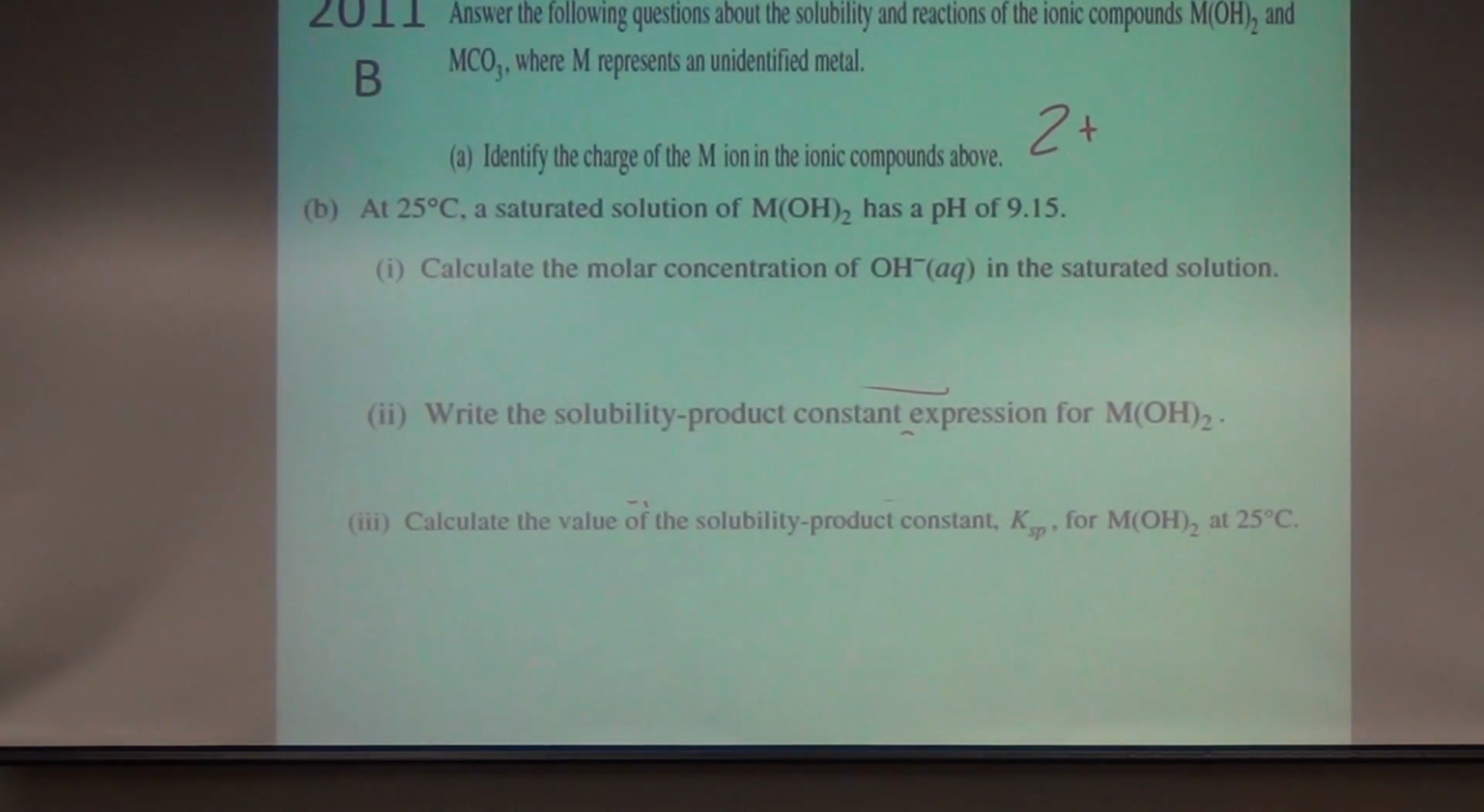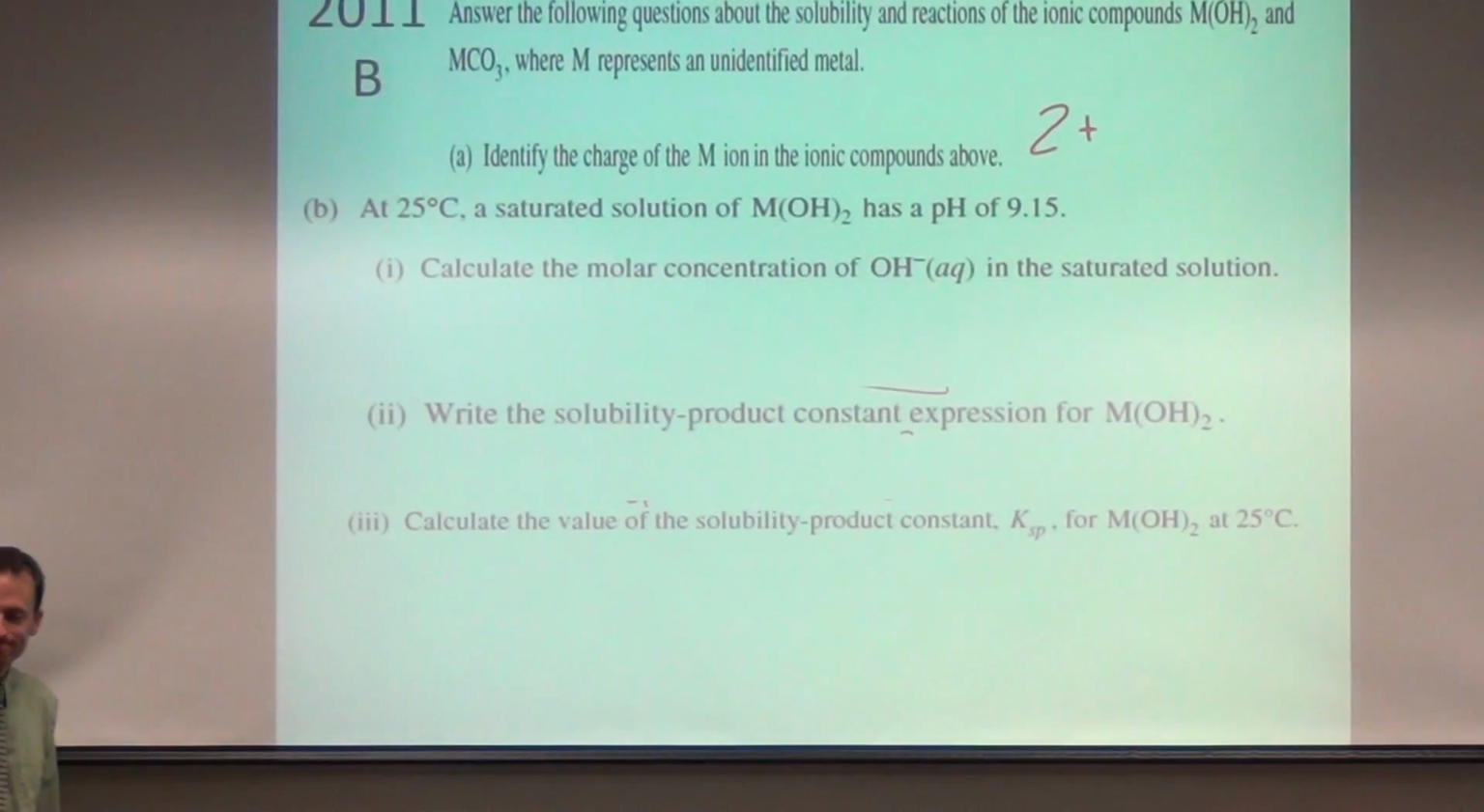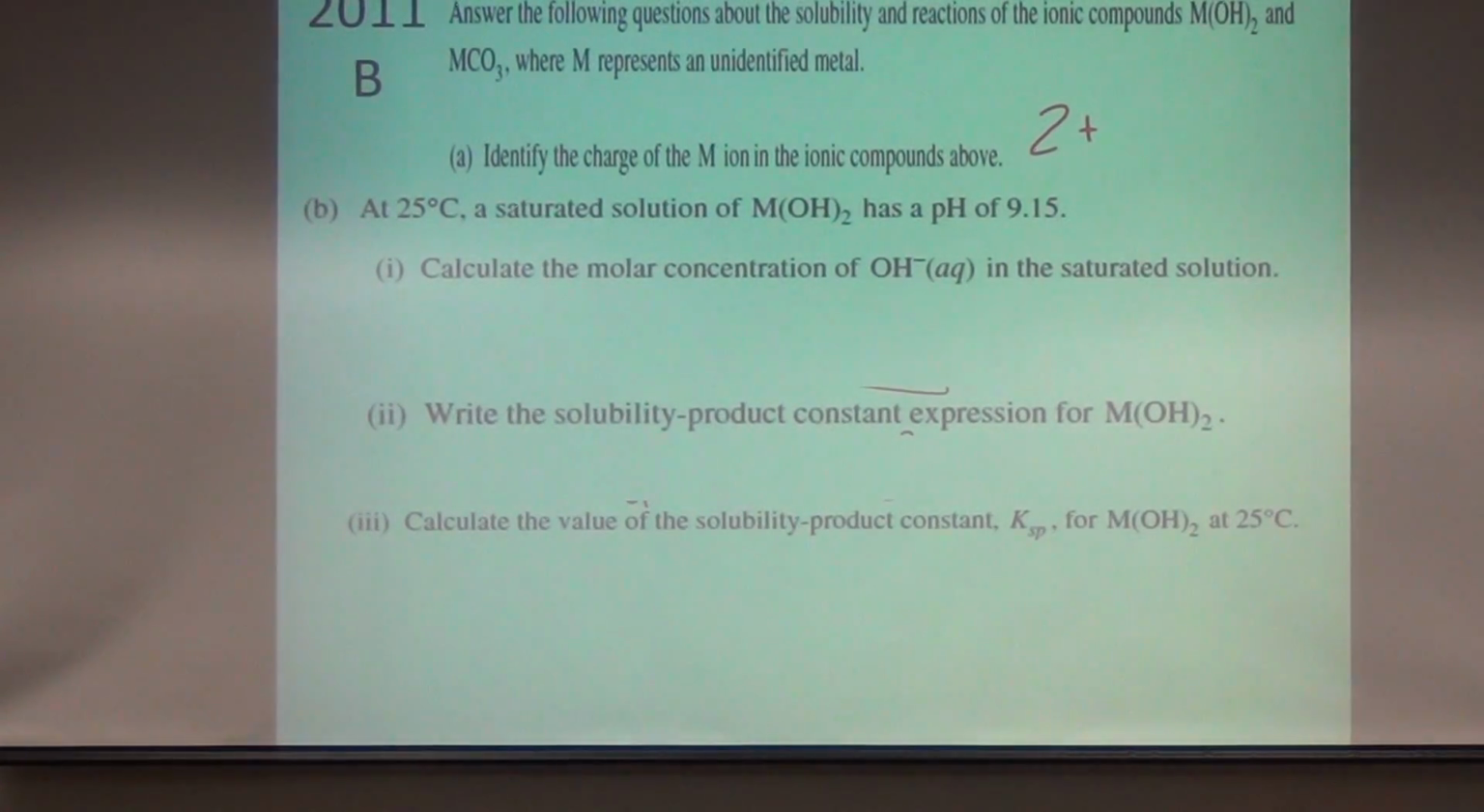B, saturated solution of the hydroxide has a pH of 9.15. I, calculate the molar concentration of OH in the saturated solution. The molar concentration of OH. Well, if that's pH, I can get POH, and then I can get to OH minus. So in doing that, are we assuming that MOH2 is a strong base?